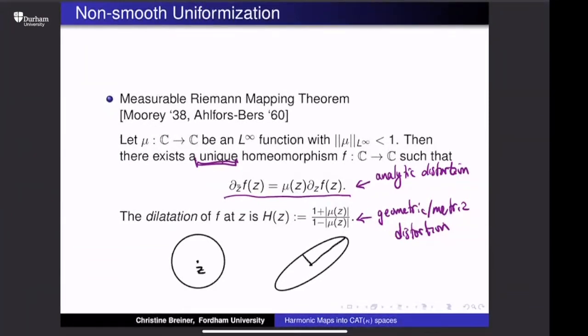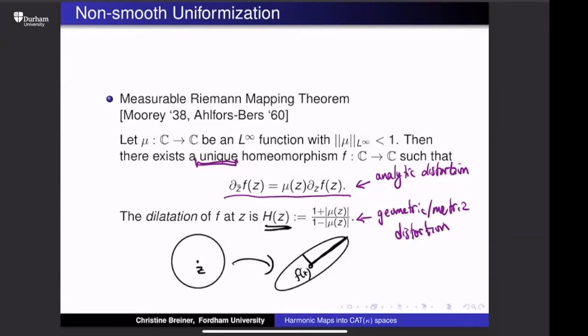Okay, and the ratio of these axes of the ellipse is actually equal to H. So this is F of Z here. Okay, so this is kind of what we want to be thinking about: we're trying to understand maps into our kappa space, which satisfies some kind of analytic distortion control and geometric, sort of metric, distortion control.